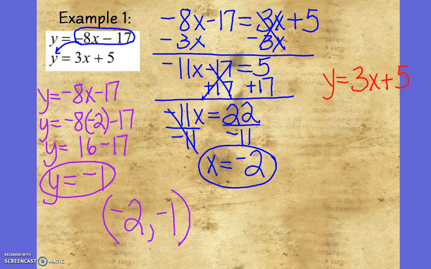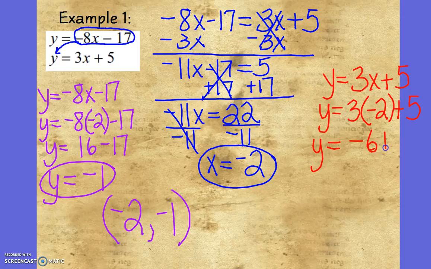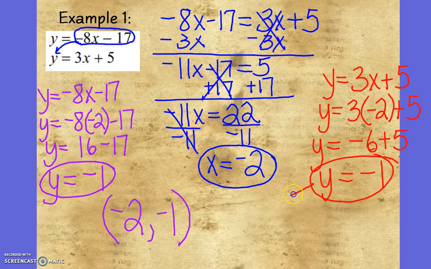And I'm going to take x equals negative 2, and I'm going to substitute it in place of x in the second equation. 3 times a negative 2 is a negative 6. Negative 6 plus 5 is equal to a negative 1. And we got the same value for both of our y's. So that means what we did was correct. So the solution for this system is negative 2, negative 1.